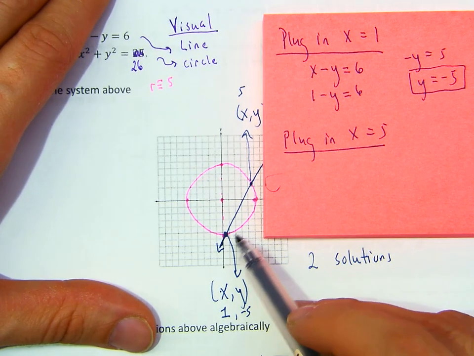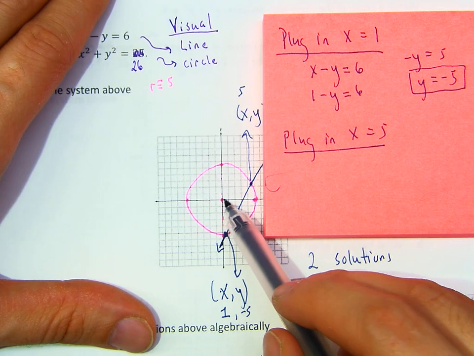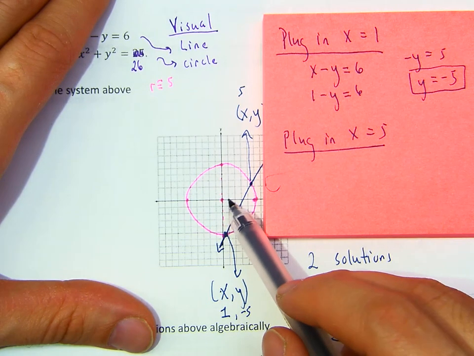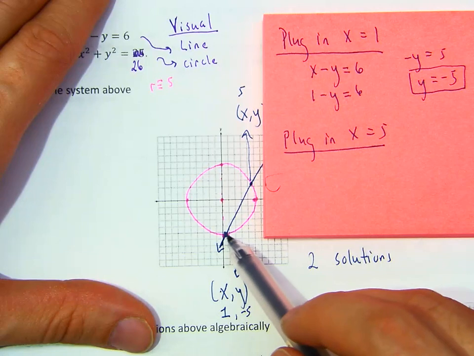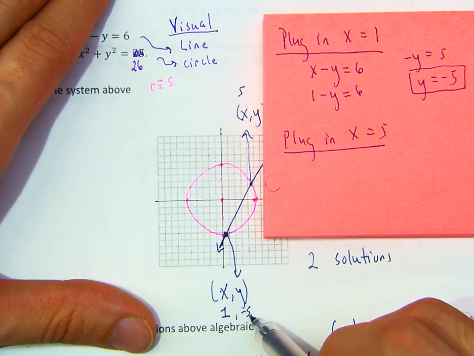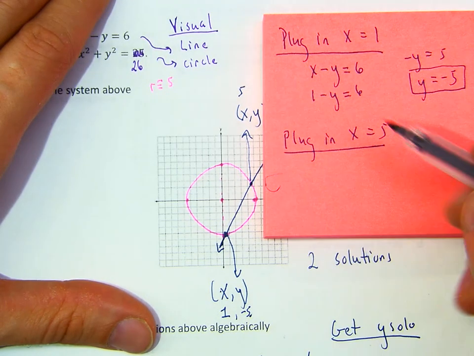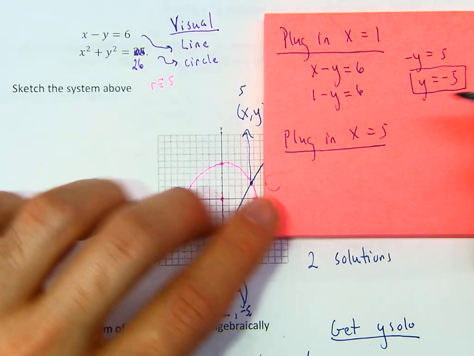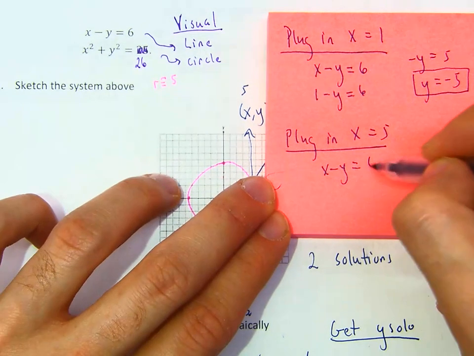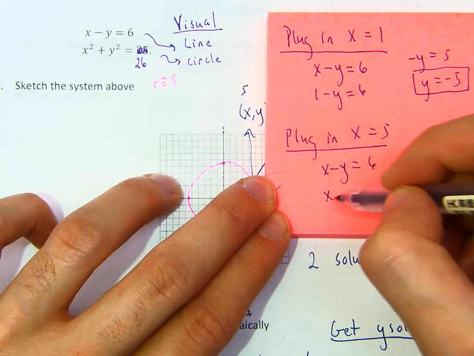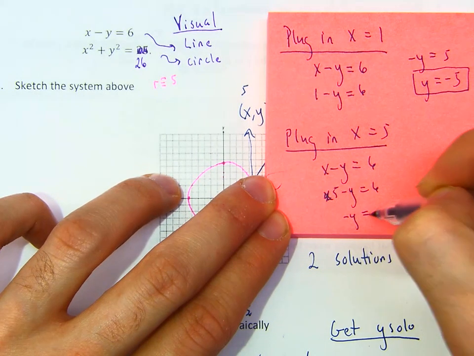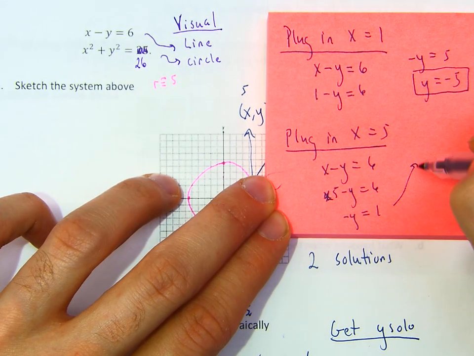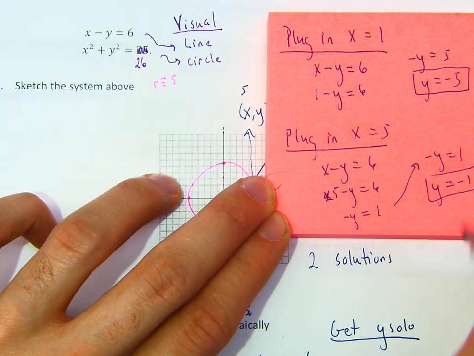And visually, doesn't that make sense? Because, like, look at the point. You see how it's like 1 positive, and it's somewhere below. So you know this y value has to be negative, and it's that right there. And what about x equals 5? 5, all right, so then you just say x minus y equals 6. 5 minus y equals 6. Negative y equals 1. So now if negative y equals 1, y equals negative 1.